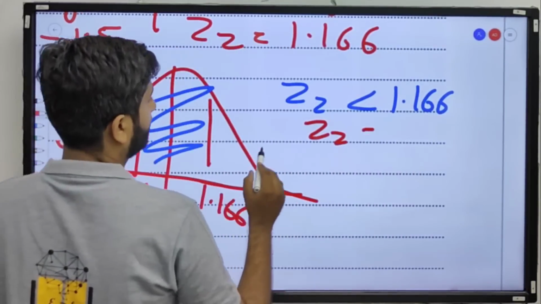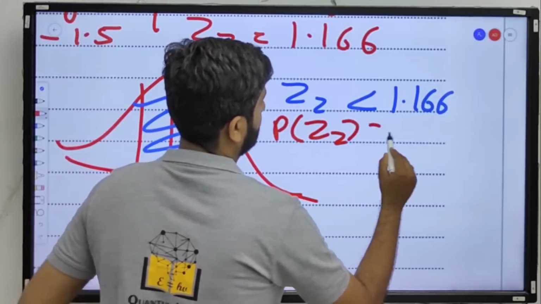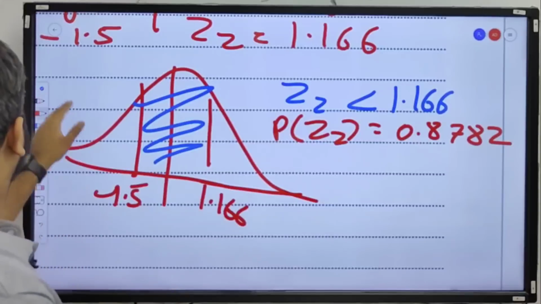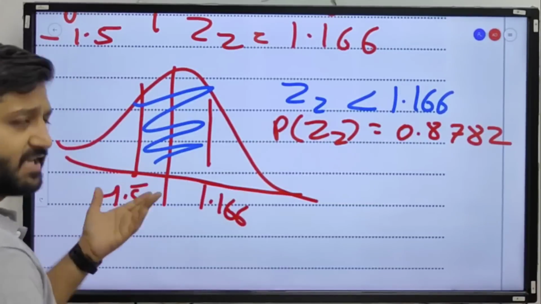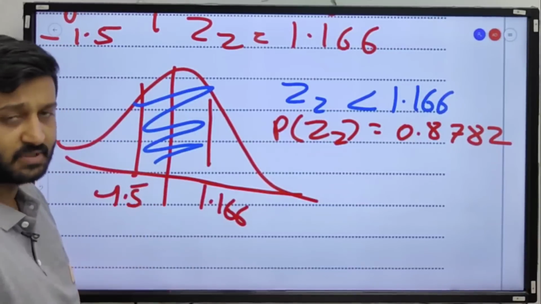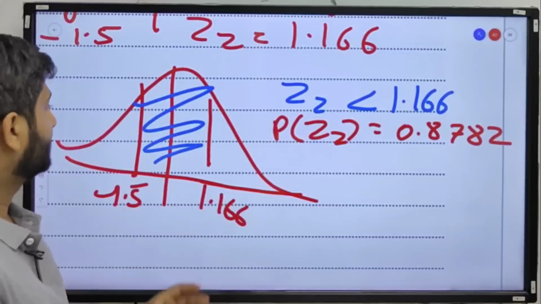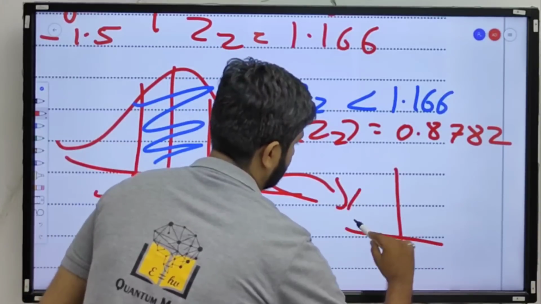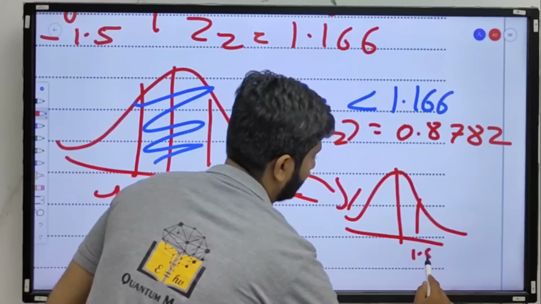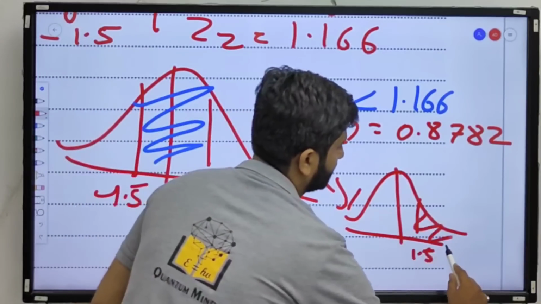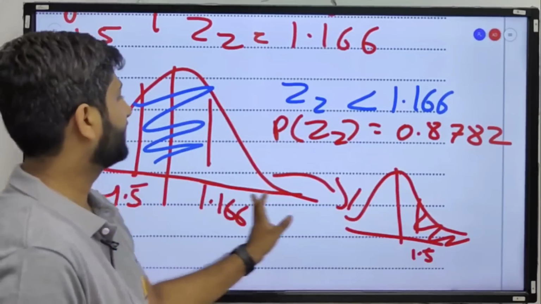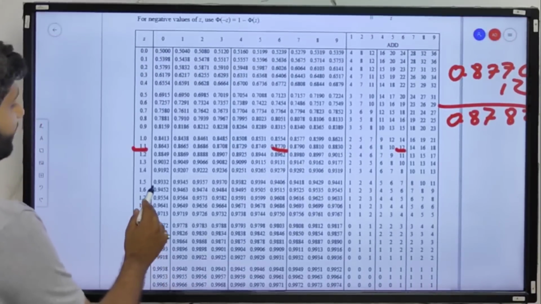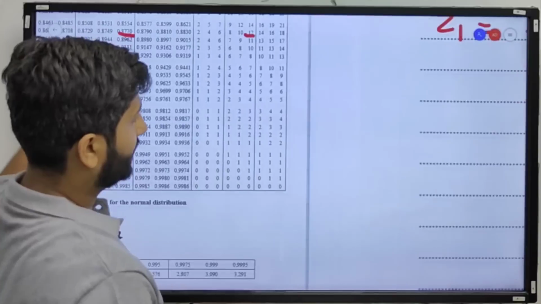Let me write this down. Probability of Z2 is 0.8782. Now let us find out probability of Z less than minus 1.5. As you guys know, the value of negative is not possible. So what do we do? We flip the graph, right? We flip it something like this. And let's say this is 1.5, and we'll try to find out this region. So at 1.5 we have 0.9332, right?